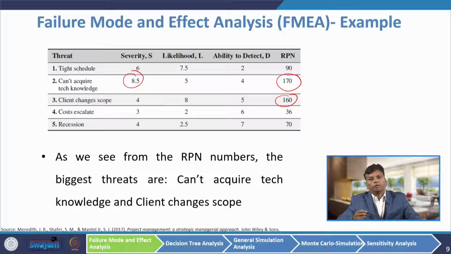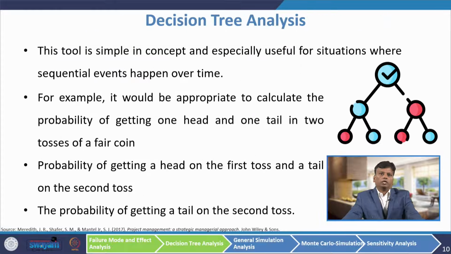Then we can develop a new methodology to detect that risk. So, the next tool is decision tree analysis. So far we discussed failure mode and effect analysis, that is one of the quantitative techniques to measure the risk or to analyze the risk. The second quantitative methodology is decision tree analysis.